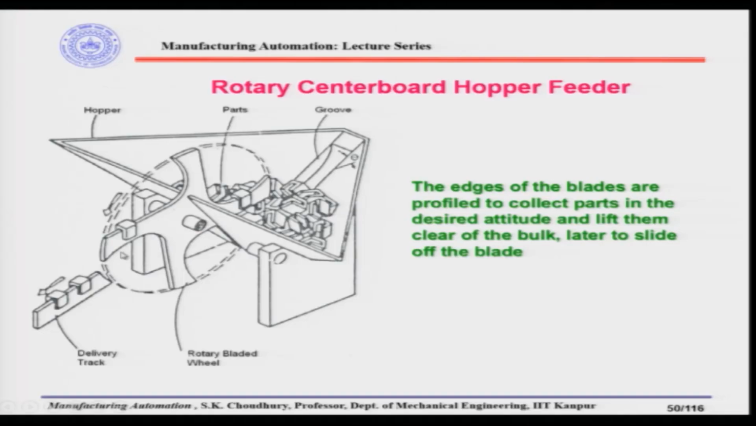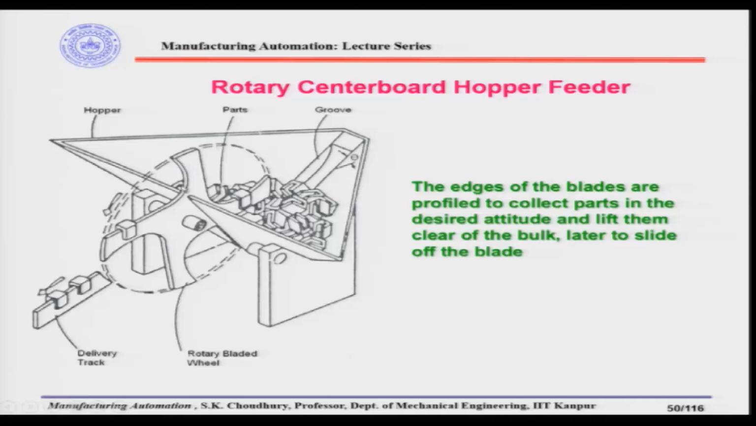So, therefore, here there is no reorienting device which you require, and if this is the desired orientation which should be coming to the assembly in this way, then this is the very big advantage of the hopper feeder, because it will be coming at a particular desired orientation and always it will be available in that orientation only, and later to slide off the blade, as I said.